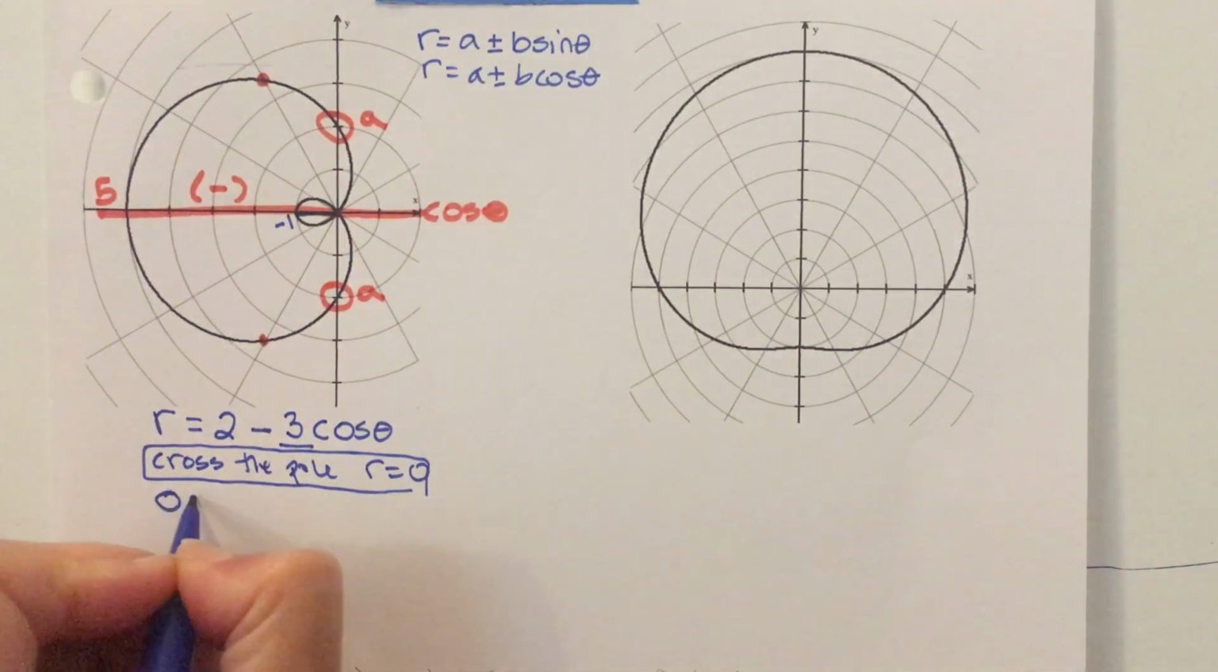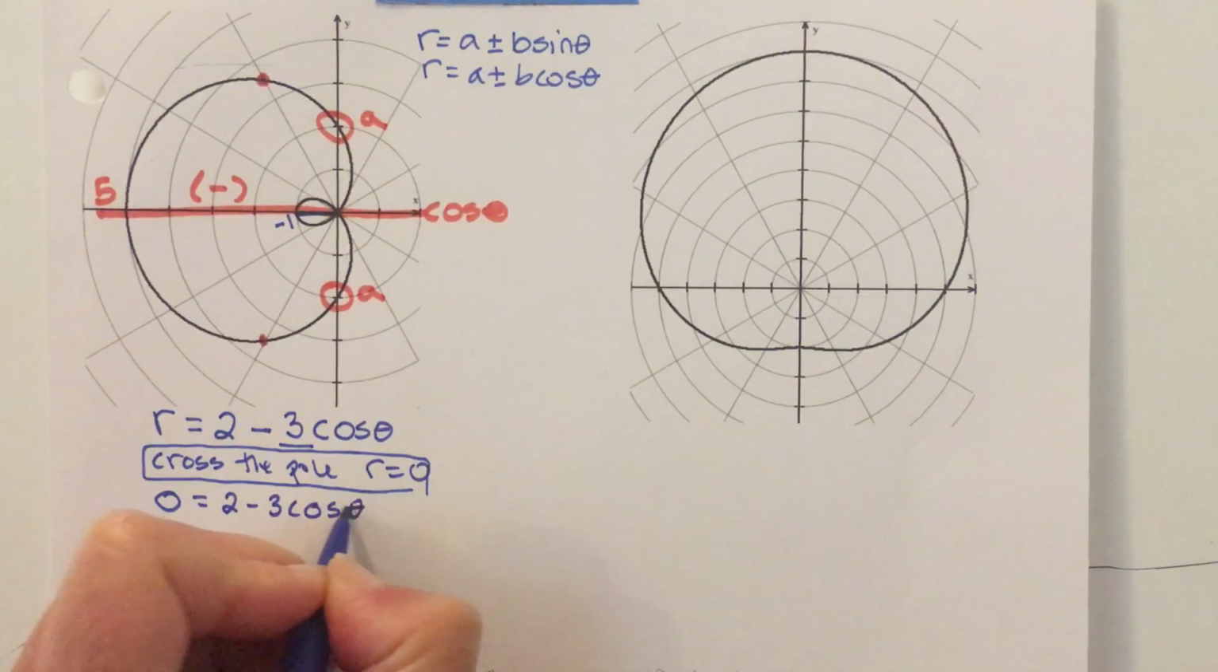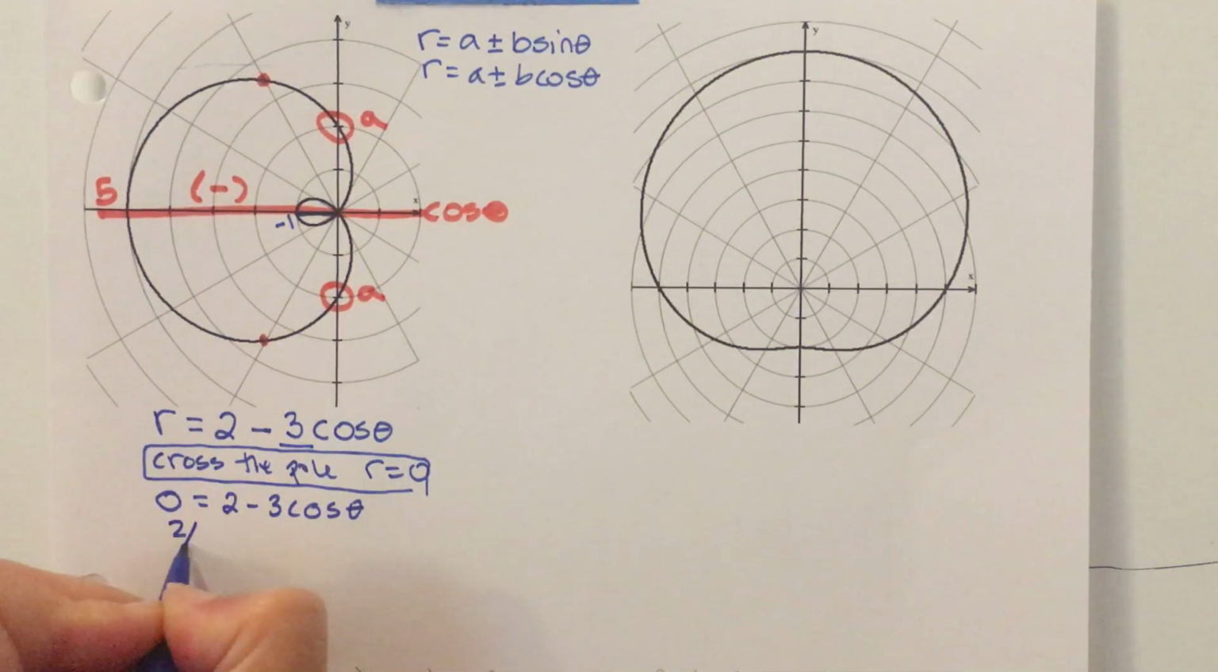So you do 0 equals 2 minus 3 cosine theta. Okay, and then you just solve. So you subtract 2, divide by negative 3.